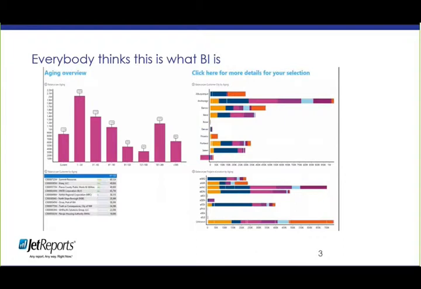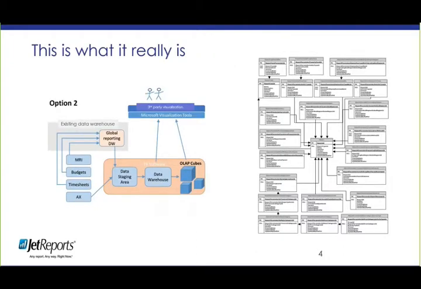So this front end stuff is important. But in reality, this is really what business intelligence is. So this thing, this ugly looking thing on the right, that's a data model. We actually call that one a star schema. And this is what your front end sits on. This is how your data is structured so that you can get those good-looking charts and graphs.